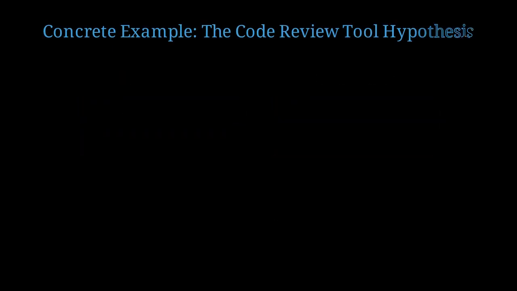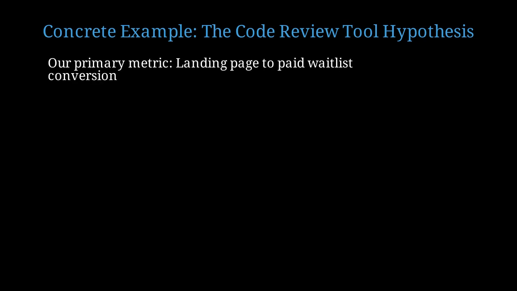Let's work through a concrete example with the code review tool hypothesis we mentioned earlier. Our hypothesis was, remote software engineers aged 25 to 35 will pay $20 per month for an AI code review tool. Our primary metric is landing page to paid waitlist conversion rate. We're not measuring email signups. We're measuring how many people will pay $5 to join a waitlist for early access. This is real money commitment.